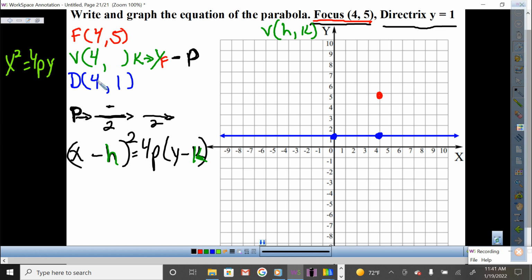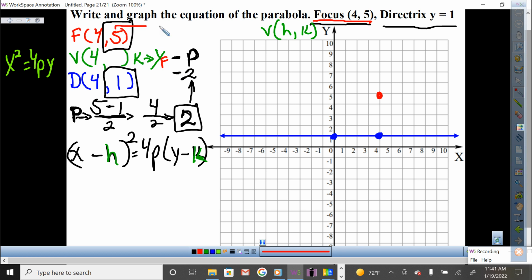Well, we have right now these two, so we need to subtract two distances. Shall we subtract 4 from 4? No. 5 and 1. So 5 minus 1 is 4. But we need to divide it by 2 because it's two distances. So what's 4 divided by 2? 2. That's p. Now that we know what p is, that goes right there. So that's 2 minus my y value of the focus. So, to get k, that is 3.